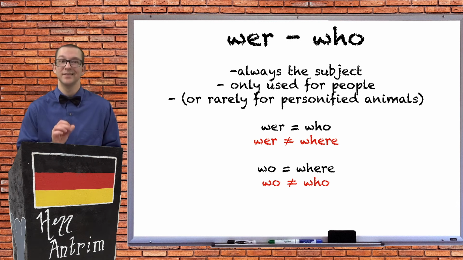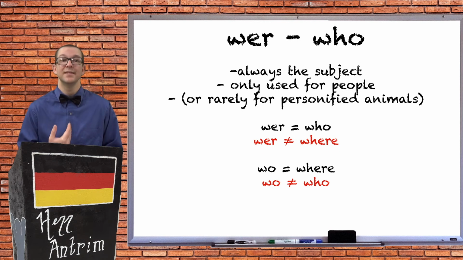Wer is always the subject of the sentence. We use it to ask about a person who is doing the action of the sentence. It's also used exclusively to inquire about people or, in rare cases, personified animals. Wer and wo are often difficult for English speakers to grasp because wo looks like who but means where, and wer looks like where but means who.